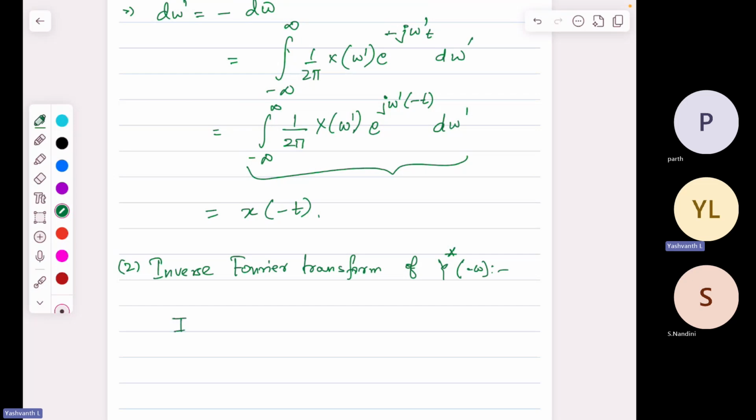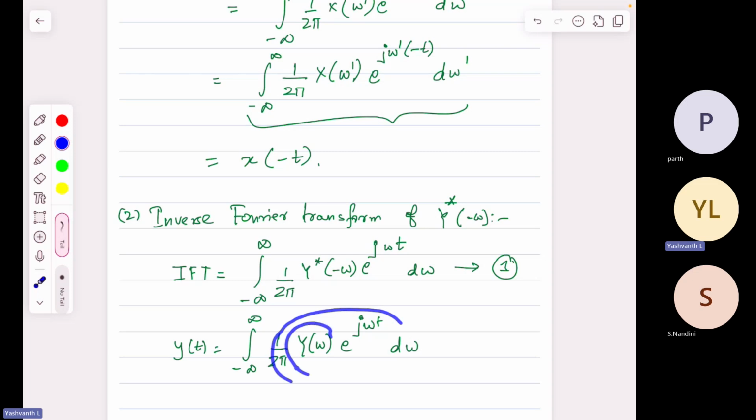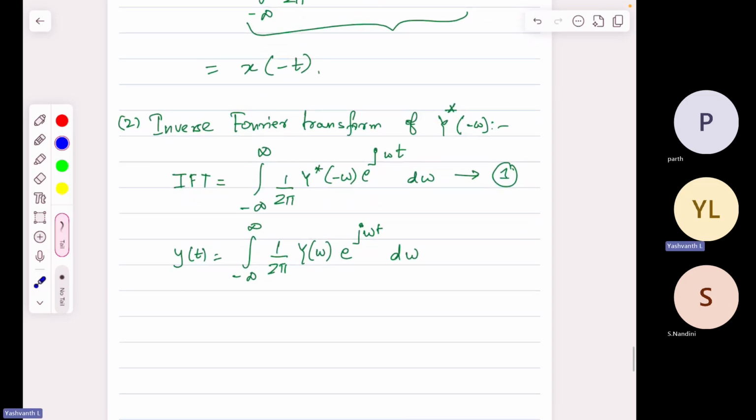Okay, again, what is the requirement? Inverse Fourier transform, again by definition, is 1 by 2 pi Y. Let me write it down, then I'll tell you. Okay, this is what I need to find. I'll call this equation 1. But what do I know? I know that y of t is given by the integral from minus infinity to plus infinity of 1 by 2 pi, capital Y of omega into e power j omega t, d omega. All I need to do is somehow bring here, instead of Y of omega, the conjugate of Y of minus omega. Then whatever is on the left hand side will be the inverse Fourier transform. I'll call this equation 2.